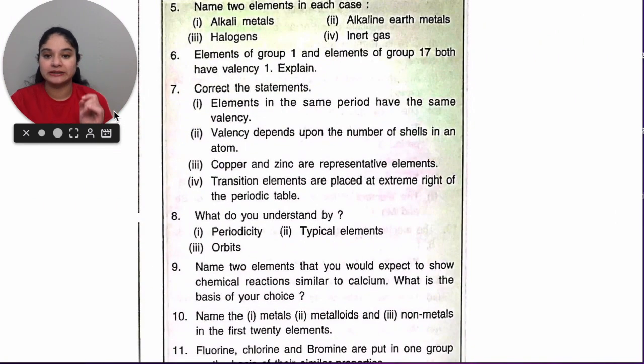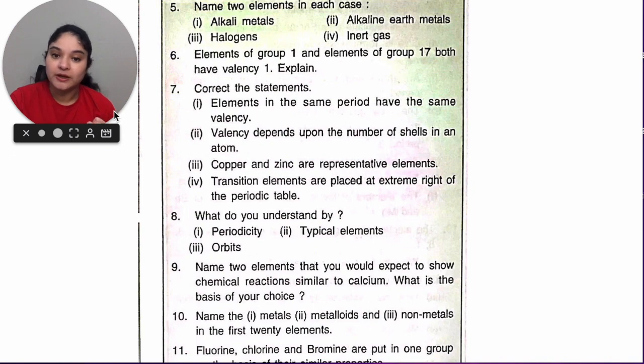The next question says, correct the statements. The first is, elements in the same period have same valency. That is not true, because elements in the same group have the same valency. If you talk about a similar group, that group will have same valency. The second one, valency depends upon the number of shells in an atom. That is not true, of course. Valency depends upon the number of valence electrons in an atom, not the number of shells.